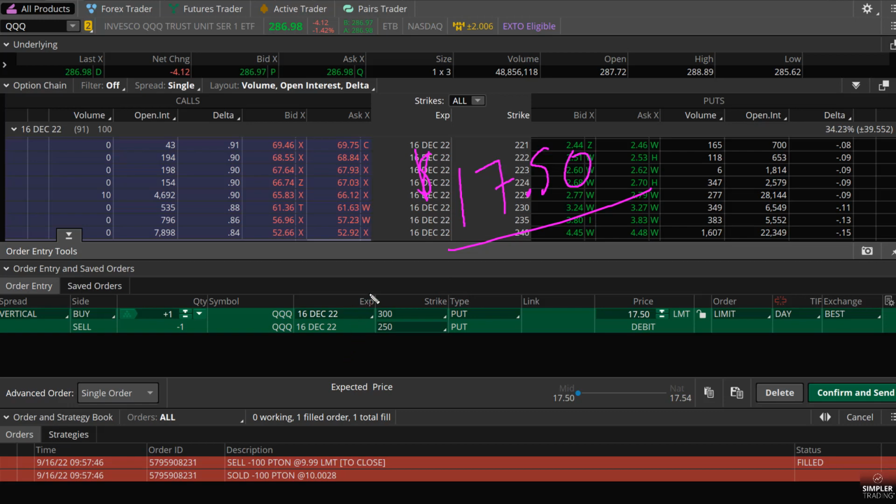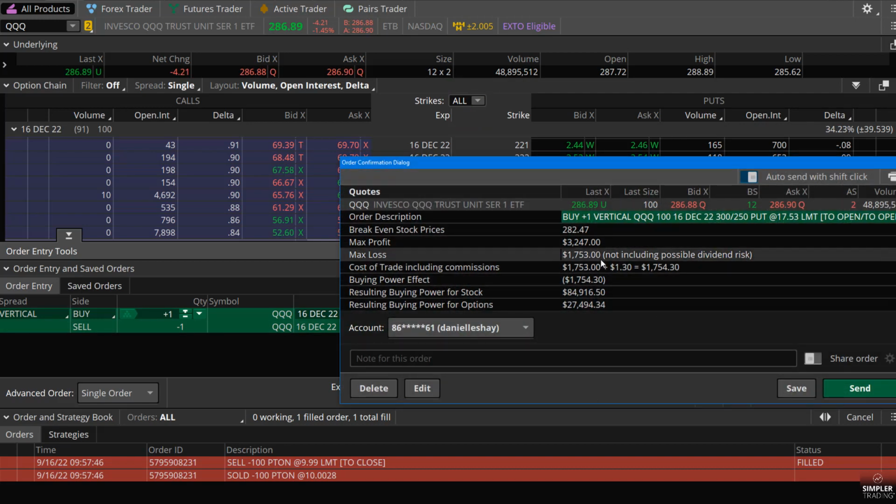The max amount you would ever be able to close this trade for would be $50, because the width of the spread is $50. So if you want to figure out how much you could make, you would have to do $50 minus your cost. Okay. And that would equal your max profit, which thankfully it'll calculate for you right here.